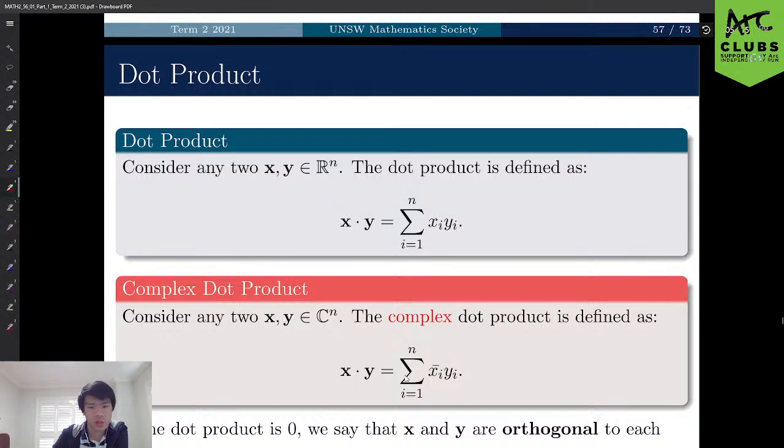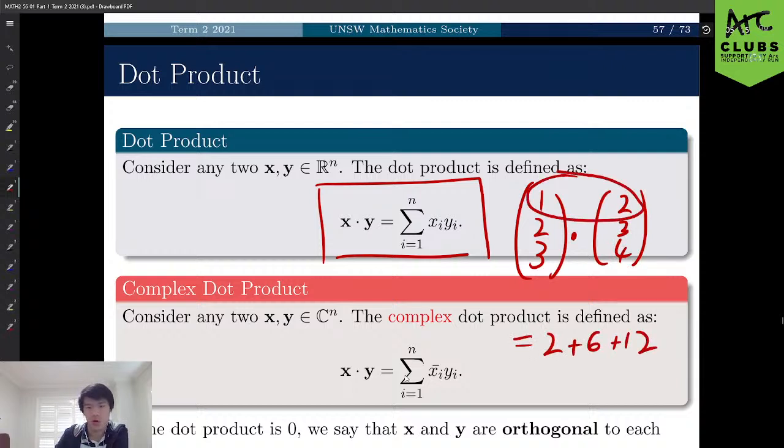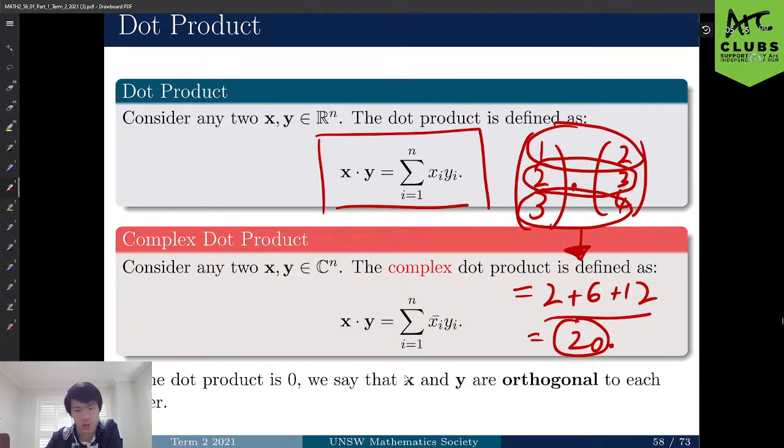So let's take the dot product, and this is from first year. We have any two vectors in Rn. Take the dot product. That's going to be equal to 2 plus 6 plus 12. We multiply them component-wise: 2, plus 2 times 3, which is 6, plus 3 times 4, which is 12. So then we get 20. That'll be the dot product.